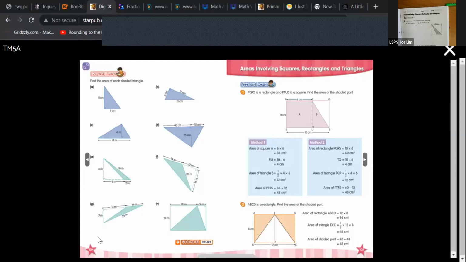Now, Raul says use a formula. Actually, in this question the shape is an odd figure. Right now, it's PTRS here. PTRS is called a trapezium, which we will learn in term 4. Right now, we're going to leave it.